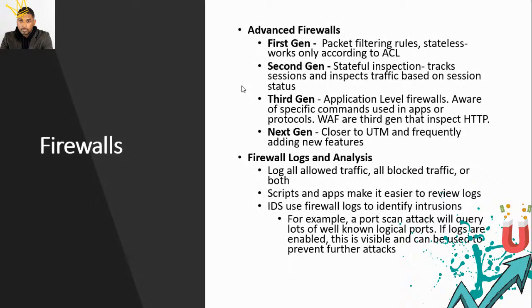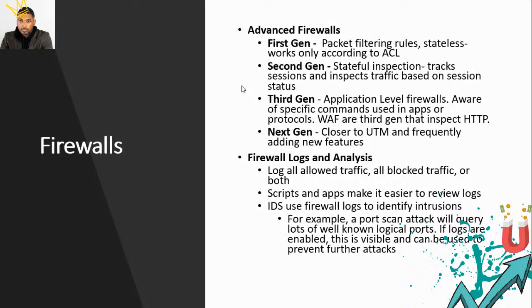Advanced firewalls, first generation: packet filtering rules, stateless, works only according to the ACL. Second generation: stateful inspection tracks sessions and inspects traffic based on session status. Third generation: application level firewalls, aware of specific commands used in apps or protocols. WAFs are third generation and inspect HTTP. Next generation is closer to UTM and frequently adds new features.